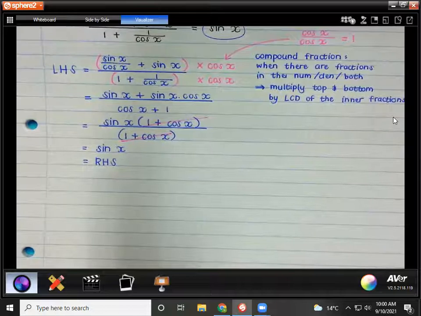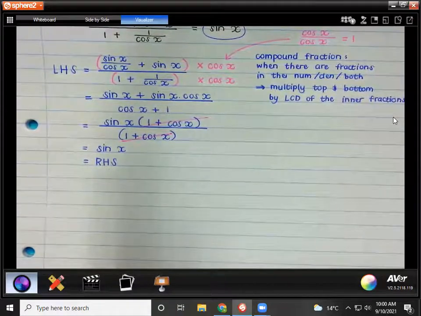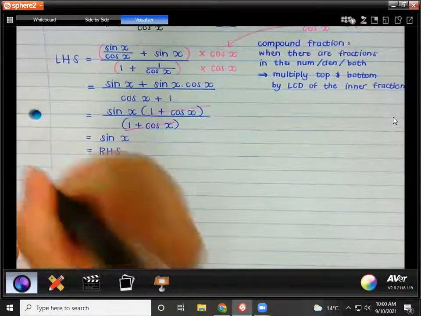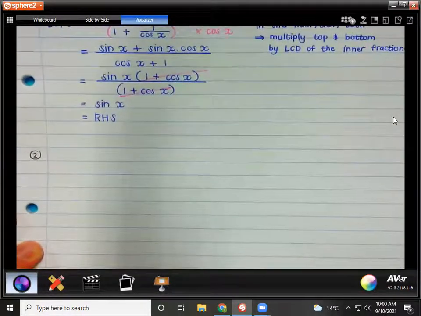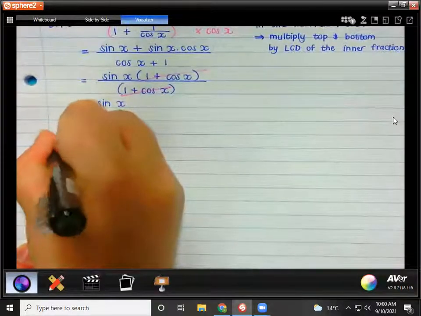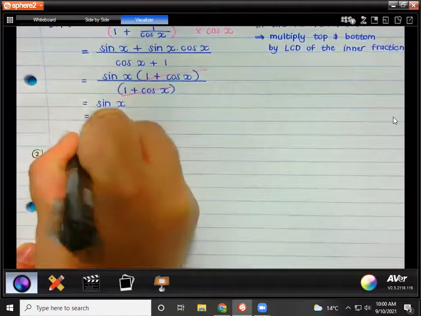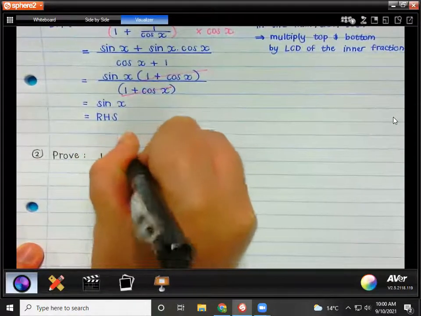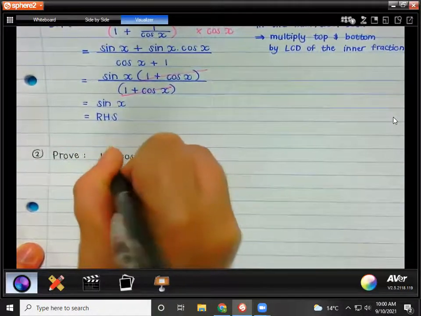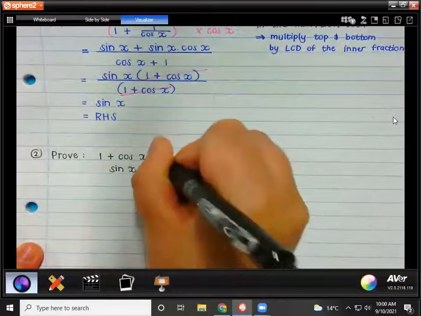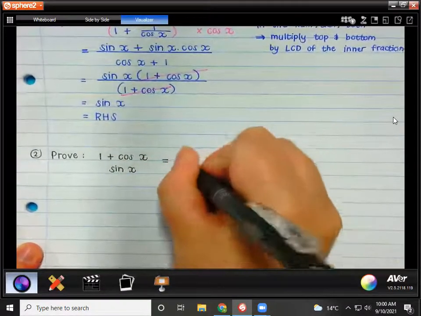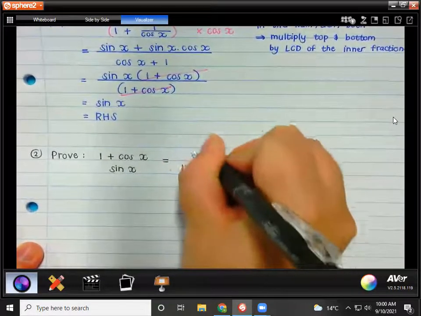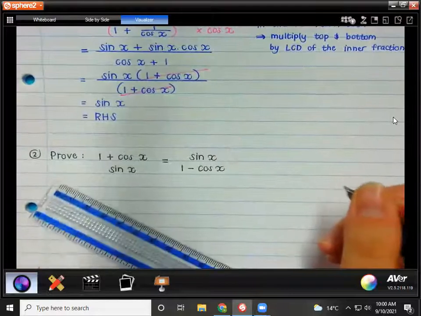Okay, we're going to do another one now where we also have to multiply the top and the bottom by something, but it's a bit more difficult. It's not as obvious. So prove, and again, it's a fraction, so I'm going to write it over 2 lines: 1 plus cos x over sine x equals sine x over 1 minus cos x.